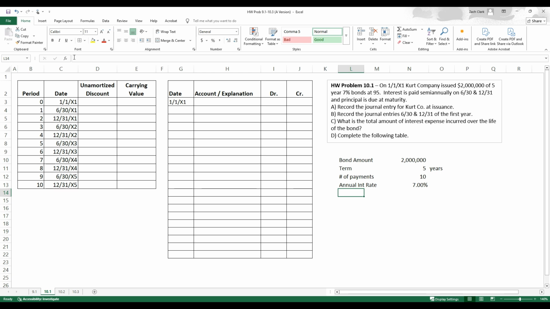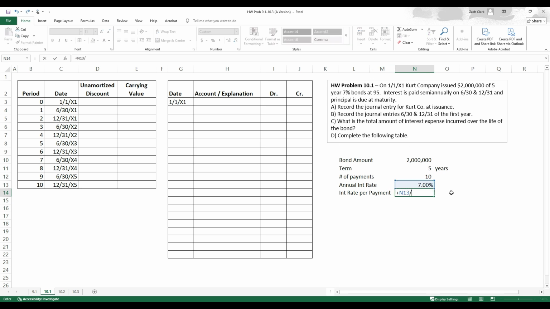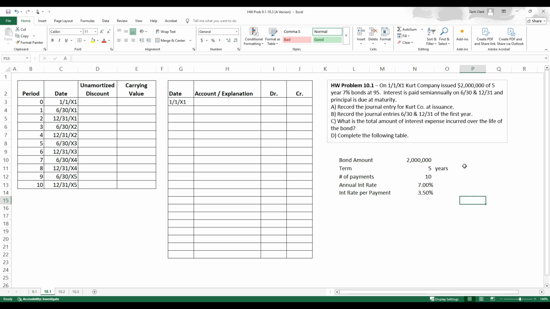Now, interest rate per payment, because we're making twice a year payments, we're going to divide that by 2, right? So it'll add up to 7% over the year, but we're making 2 payments, so it's going to be divided by 2. So each time we make our semi-annual payment, we're going to have 3.5% interest that we recognize, or that we have to pay. And I think that's pretty much all the information that we really need here to be able to do our calculations. But let's get into it and see if there's anything else that might come up.